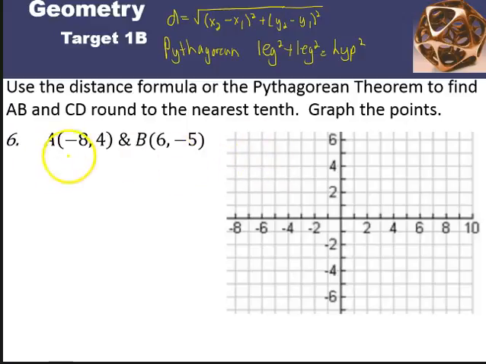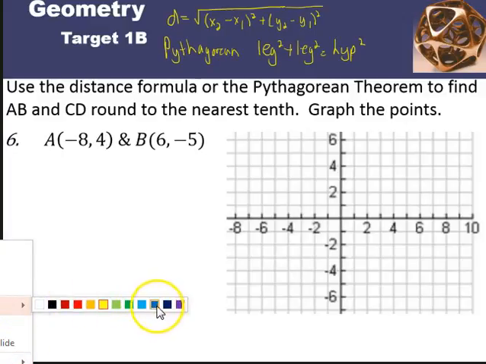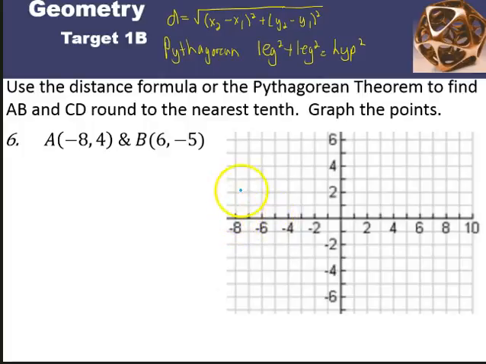Okay, so first we have to plot the point. So A is the point negative 8, 4. So negative 8, 4 is right there. That's point A. And B is the point 6, negative 5. So right there's B. And I'm going to draw the line connecting the two. It was not such a great line, but we're going to pretend it's straight.